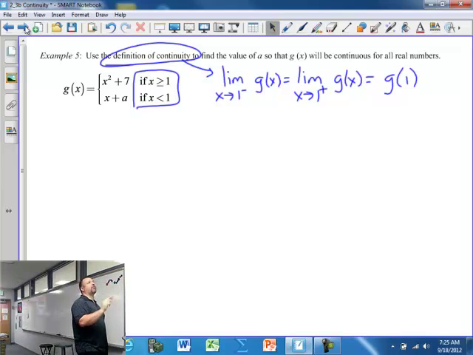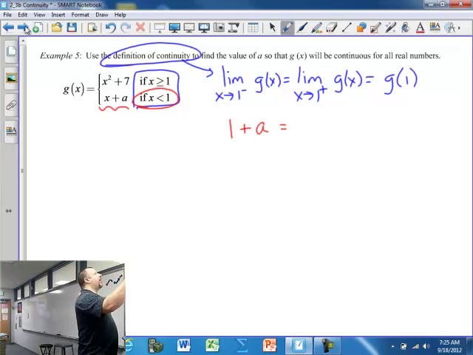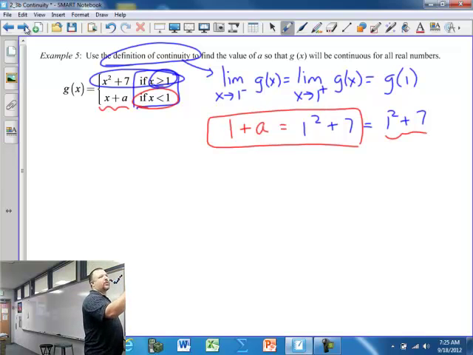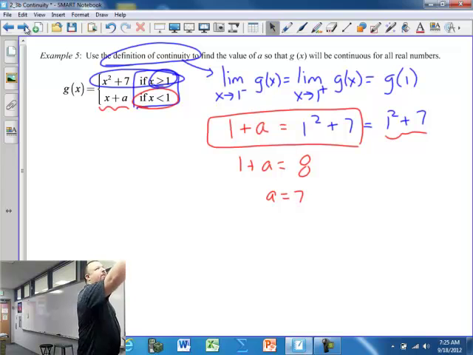Well, as x approaches 1 from the left, we are down in this function. And remember, it's x that's approaching 1, so this is 1 plus a. As x approaches 1 from the right, we are on the top function, and we get 1 squared plus 7. And g of 1 happens to be the top function, so we get 1 squared plus 7 again. It seems redundant, but at least you can say, hey, I checked both of them. We don't really need to write that twice. We're going to focus over here. So we have 1 plus a equals 1 plus 7, which is 8, which makes a equals 7.